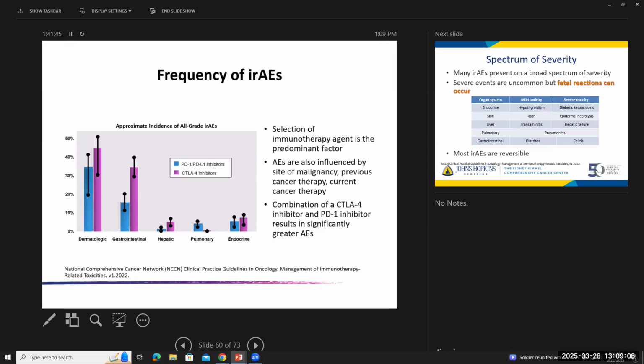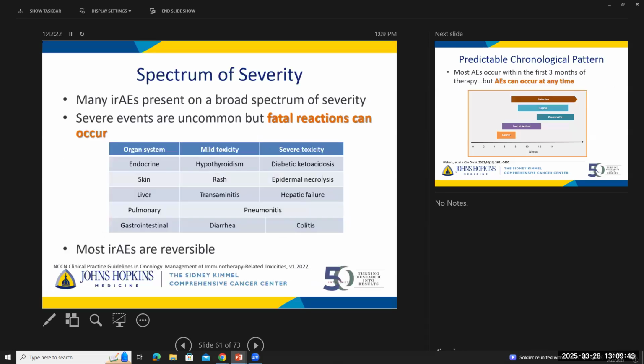The frequency of immune-related adverse effects, as I mentioned, tends to be a little bit more prevalent with our dermatologic side effects and our GI side effects. And the CTLA-4 inhibitors tend to cause a higher incidence and more severe toxicity than our PD-1, PD-L1 inhibitors. When we give those two drugs in combination, the toxicity is usually worse, okay? So the take-home message here is that the most common organ systems affected are the skin and the GI tract, and the CTLA-4 inhibitors tend to have a higher incidence than the PD-1, PD-L1 agents.